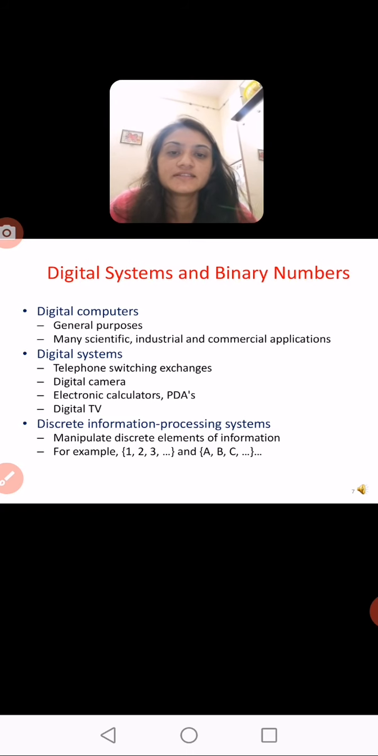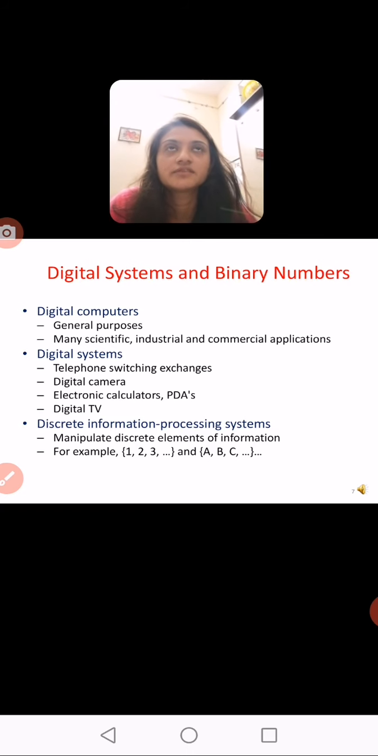Now, digital systems and binary numbers. Digital computers are generally classified into two types. First one is general purpose, that we generally use in our laboratories or at home. The other category is scientific computers, industrial and commercial applications. So according to the applications, computers are modified and used according to requirement.